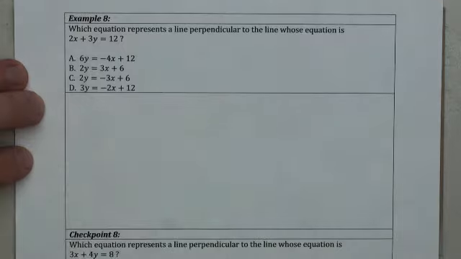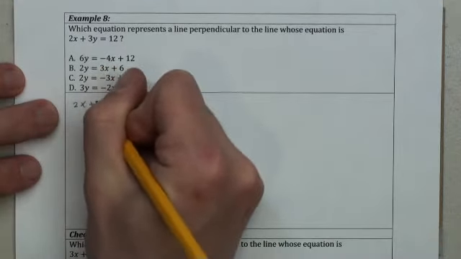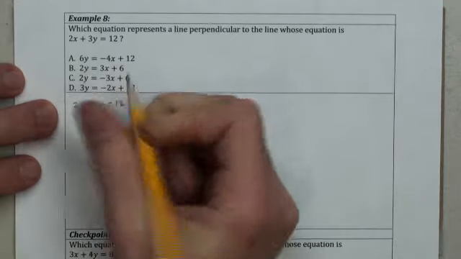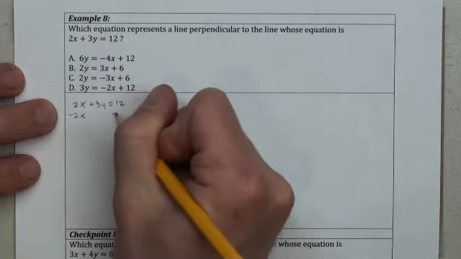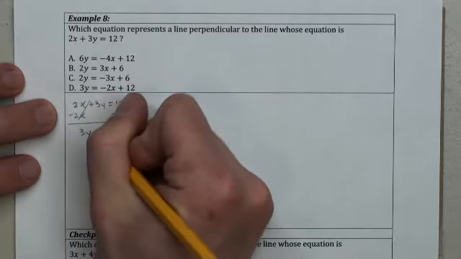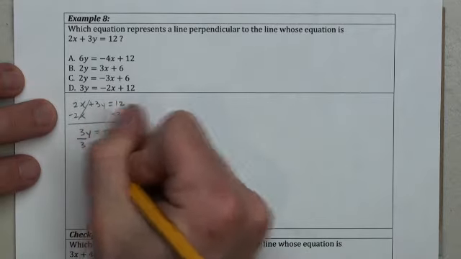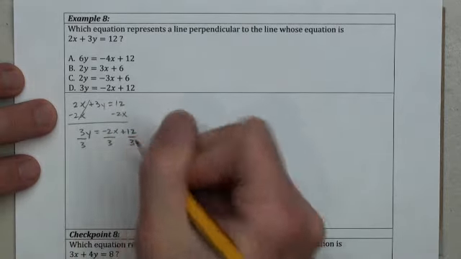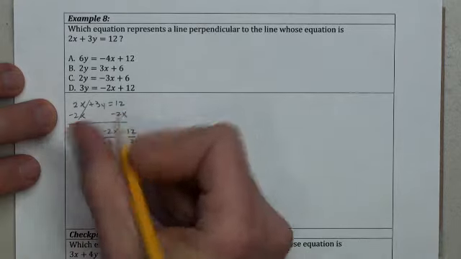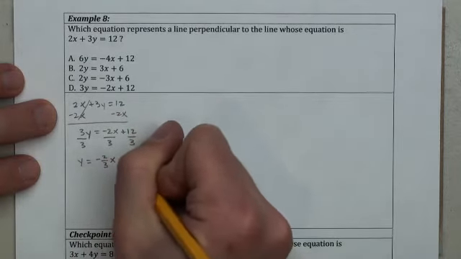Okay? So here's my original, 2x plus 3y equals 12. Let's subtract 2x from both sides. I have 3y equals negative 2x plus 12. Divide everything by 3. Y equals negative 2/3 x plus 4.